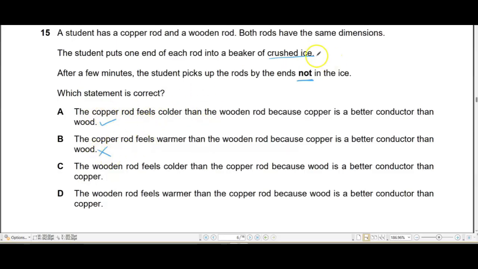No, if it is dipped into crushed ice, it is not going to feel warmer. The wooden rod is not going to feel colder than the copper rod, because copper is a good conductor of heat and cold as opposed to wood. The wooden rod feels warmer. No, this is also not correct. So A is our correct option.